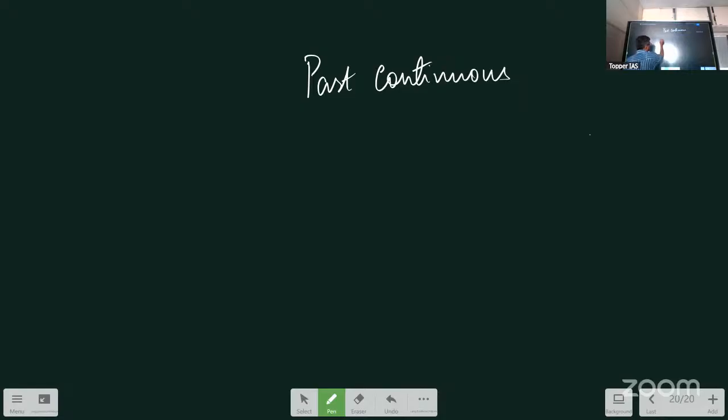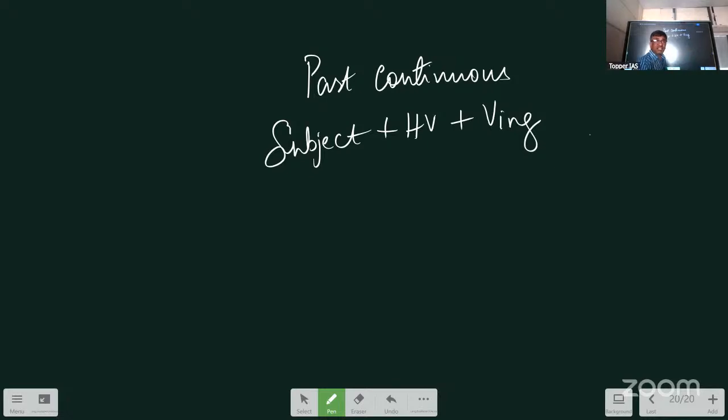So what is the structure for this? Subject, same structure, plus helping verb plus VING. The same structure as before for this also. But how do I differentiate between present and past? The helping verb must be was or were. In the present, what should the helping verb be? Am, is, are. If it is was or were, it is past continuous.